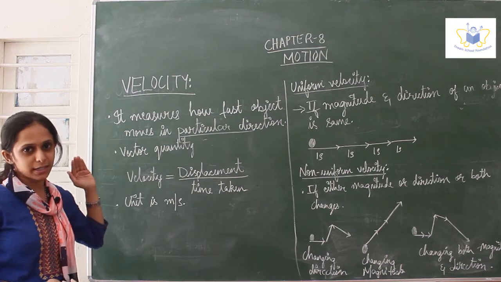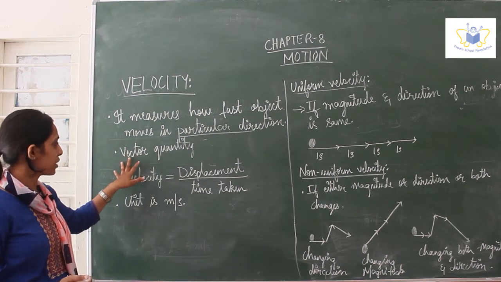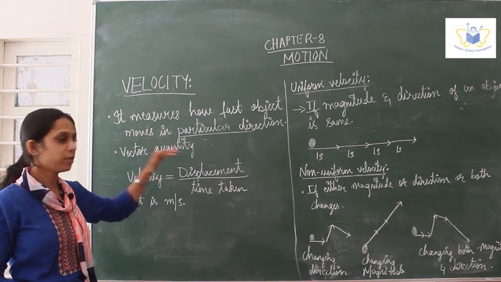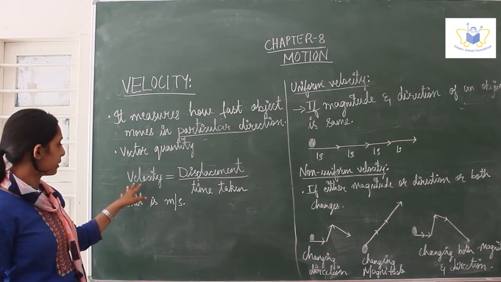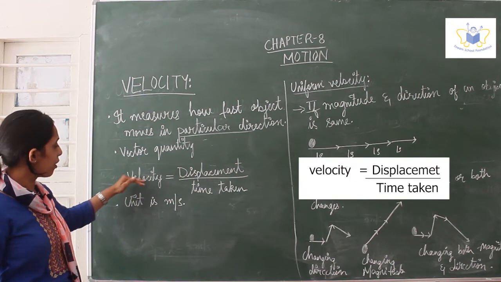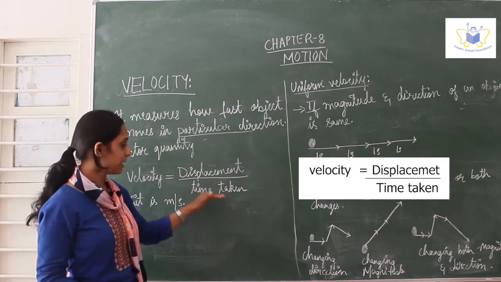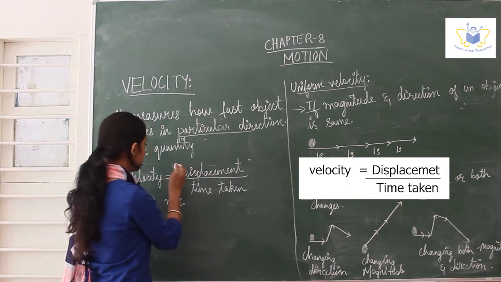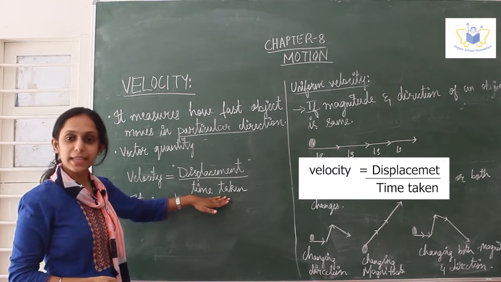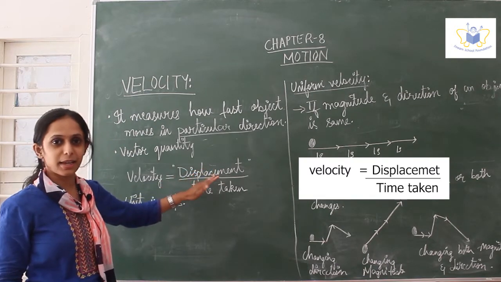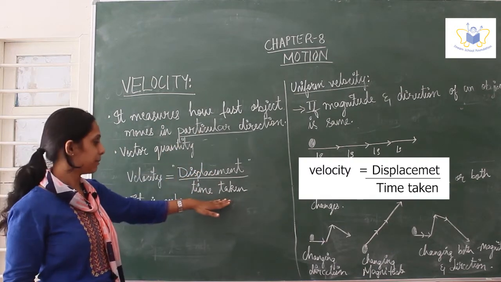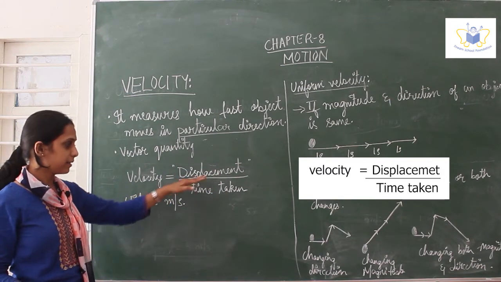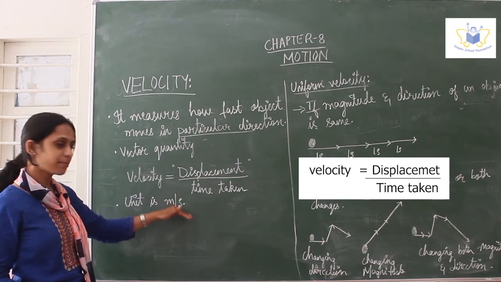So I hope you know what a vector quantity is. The quantity which has both magnitude and direction. Since velocity has magnitude and direction both, it is a vector quantity. Now coming to the formula. The formula for velocity is displacement by time taken. Please see carefully, it is not distance by time taken, it is displacement by time taken. Be very careful. Now what is the SI unit? It is meter per second. Displacement by time, so the unit is meter per second.